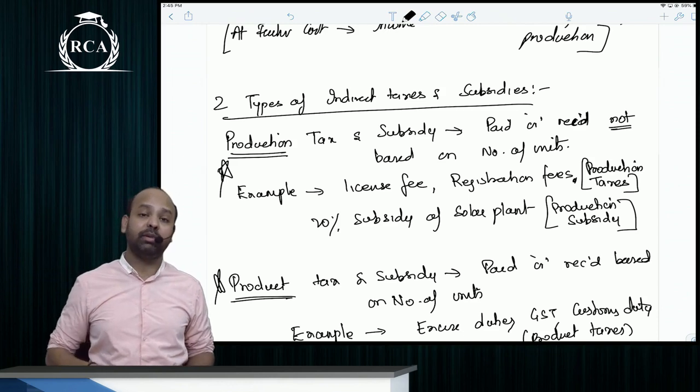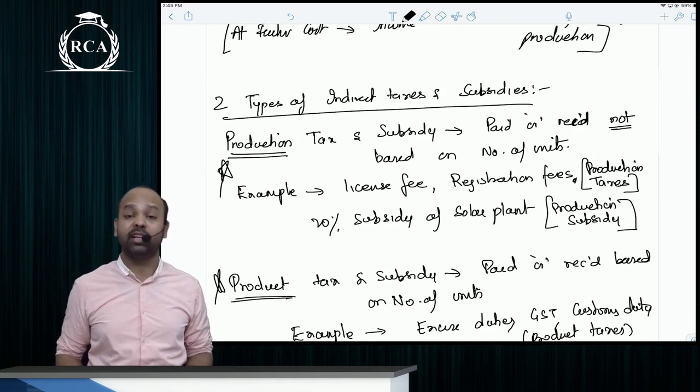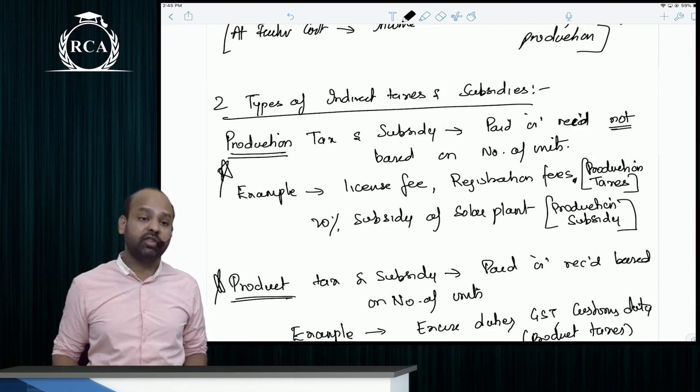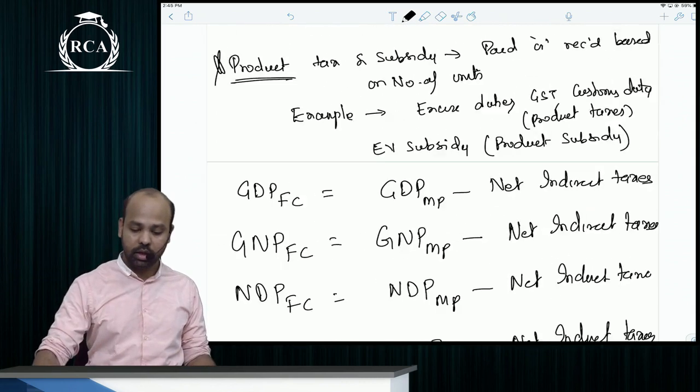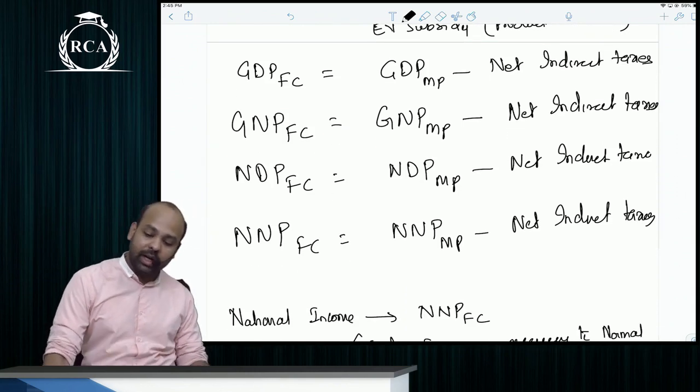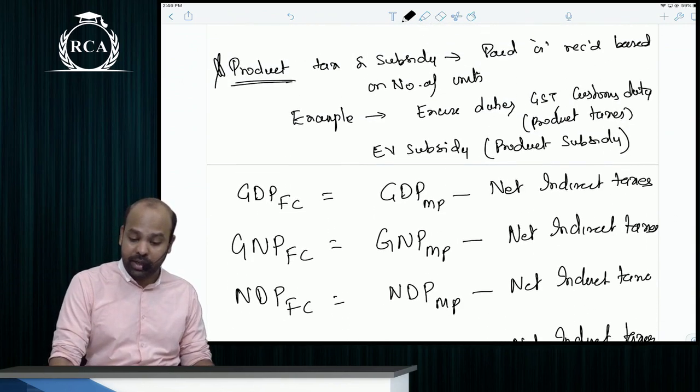So say for example, government gives a subsidy of 1 crore rupees, that is production subsidy. Government gives a subsidy of 20,000 rupees per vehicle, that is product subsidy. Government charges GST per unit, that is product tax. Government levies license fees, that is production tax. Okay sir. I told you beta that India follows a concept of basic prices guys.